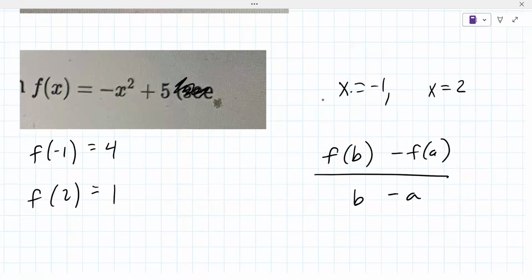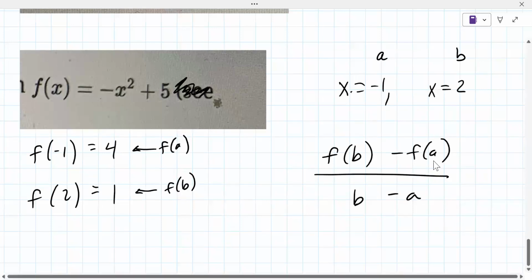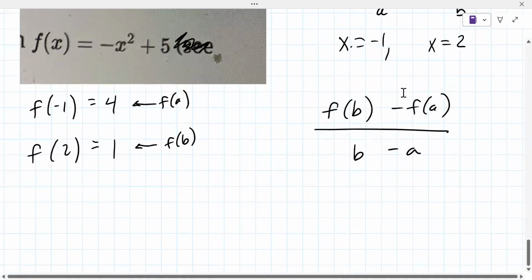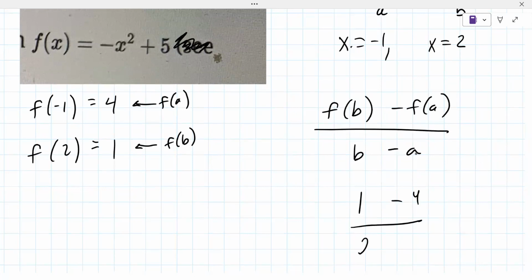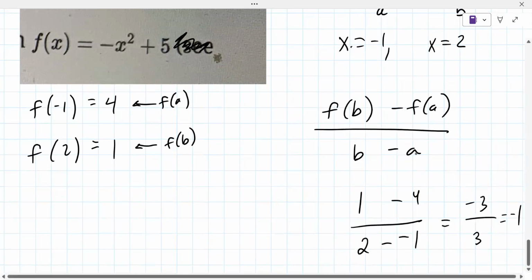So it's a slightly different notation, but this is a, this is b, this is f of a, and this is f of b. It's the slope formula, y2 minus y1 over x2 minus x1. It's 1 minus 4 over 2 minus -1, which is -3 over 3, equals -1. Okay. Yeah. So that's the slope.